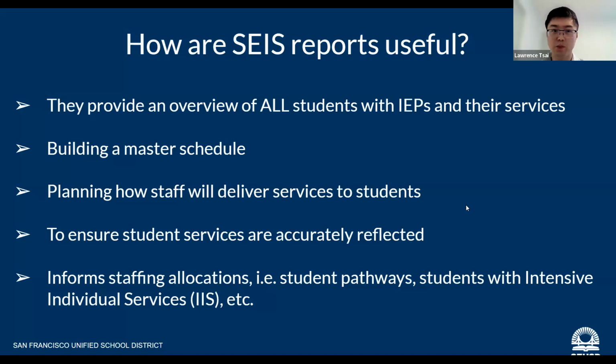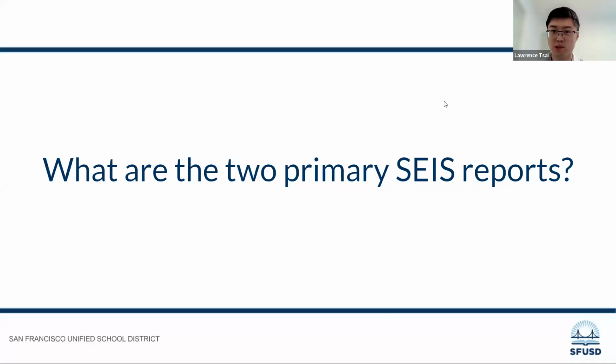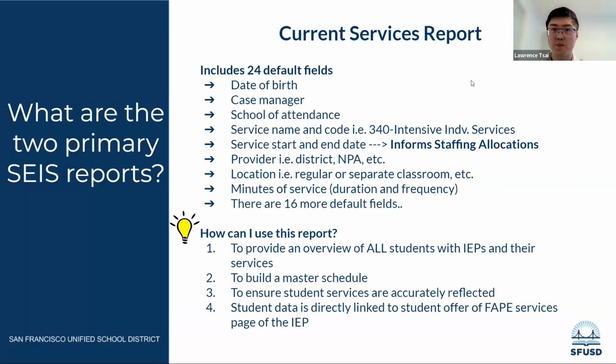So we'll be going over briefly the two main types of SEIS reports. The first type is called the current services report, and this is more geared towards providers like your special education teacher, your psychologist, your occupational therapist, or a speech language pathologist. This is useful because it tells you in detail what kind of services your students are receiving and at what level. For example, are they getting 50 minutes a week daily, or 120 minutes a month, once a month? Who's providing that service? Is it the district, or is it the non-public agency, and so forth?